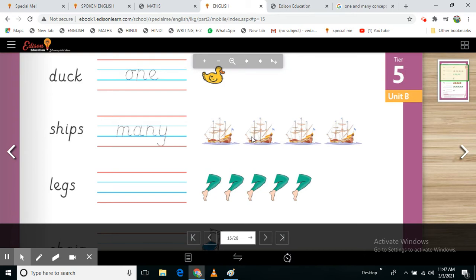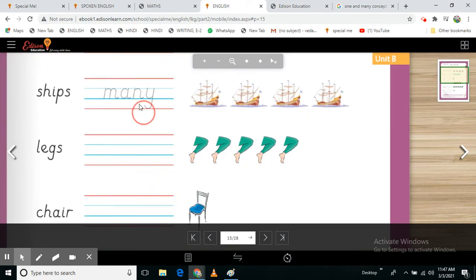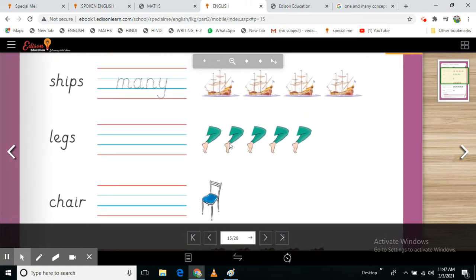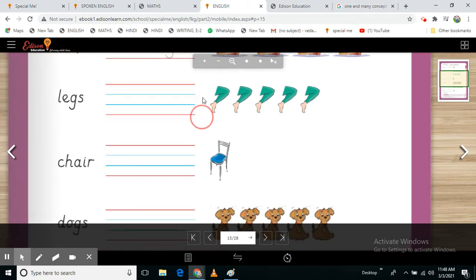Right. Now see, are these many ships or one ship? Yes, many ships, isn't it, more than one ship. So many ships. So you have to write over here M-A-N-Y, many, many ships. Okay, now see, is this one leg or many legs? Yes, many legs. So you have to write over here M-A-N-Y, many legs.